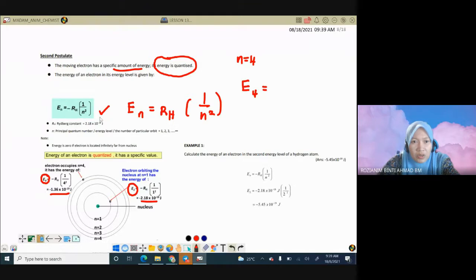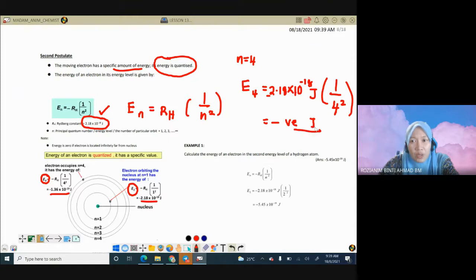So RH constant here ada 2 unit. So saya cakap tadi unit yang mana? You kena pilih unit dia joule sebab we discuss the value of energy. So we substitute 2.18 times 10 to the power of negative 18 joule, times 1/n, for n equal to 4, to the power of 2. So you akan dapat nilai, so this is a negative symbol. So you akan dapat negative value in joule here.